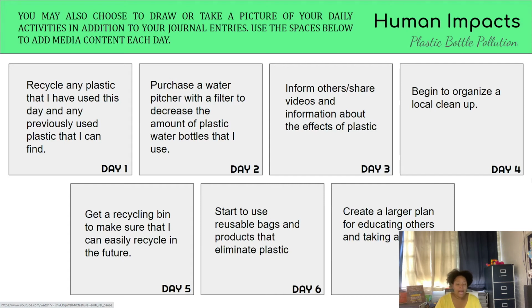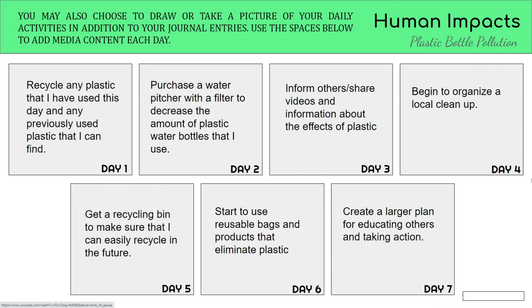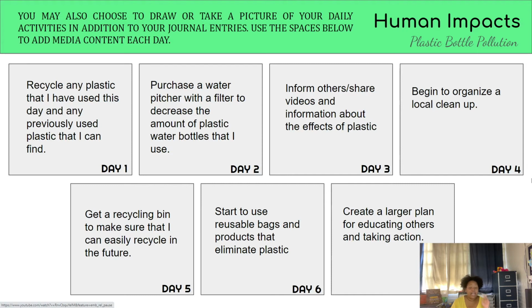So, my weekly plan. This is what I'm going to do every day to hopefully reduce my negative impact on the environment and to decrease my use of plastic. On day one, I'm going to recycle any plastic that I've used on this day and any previously used plastic that I can find. On day two, I'm going to purchase a water pitcher with a filter so that I can decrease the amount of plastic water bottles that I use. So instead of getting a bottle of water, I can just use my pitcher to pour myself a glass.